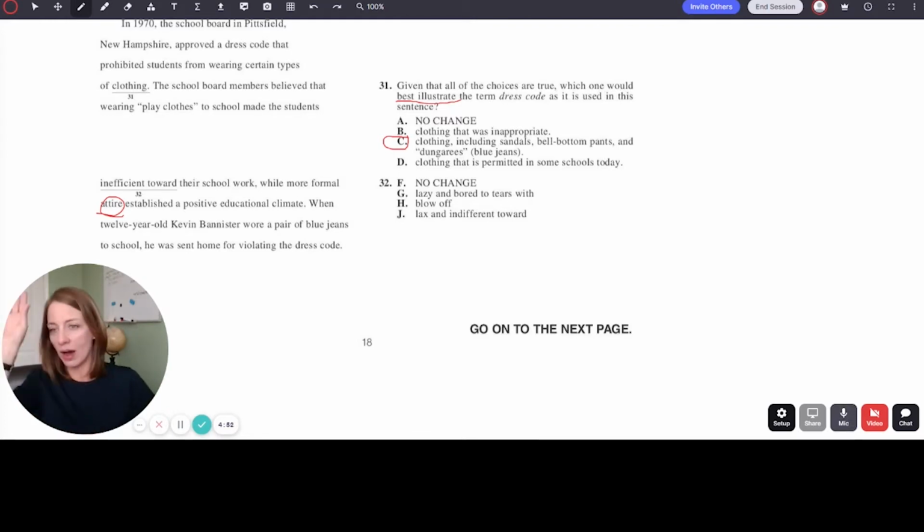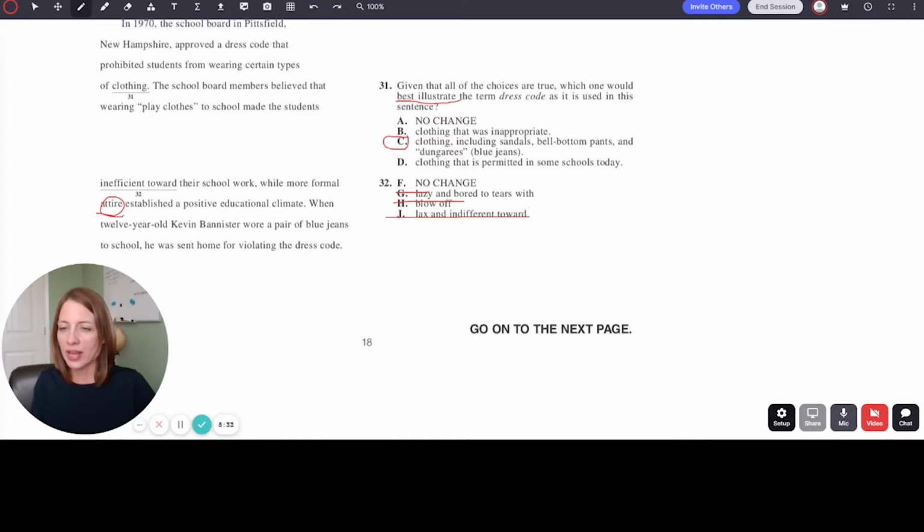Whereas you wouldn't say blow off if you're going to have that kind of tone, so that doesn't work. Lax and indifferent, to me, those have a very similar meaning, so it's kind of redundant there. Lazy and bored to tears with. So this is way too casual too. So I would maybe be interested in J, but I feel like it's redundant to say lax and indifferent. It's repeating itself. So let's go with the school board members believe that wearing play clothes to school made the students inefficient toward their schoolwork, while more formal attire established a positive educational climate. All right, let's keep moving.